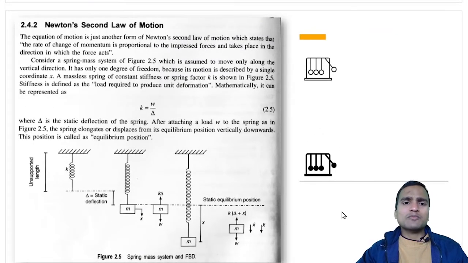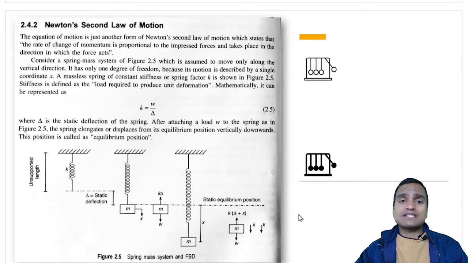This is a popular method, nothing to explain much, and the equation of motion is just another form of Newton's second law of motion, which states that the rate of change of momentum is proportional to the impressed forces and takes place in the direction in which the force is acting.